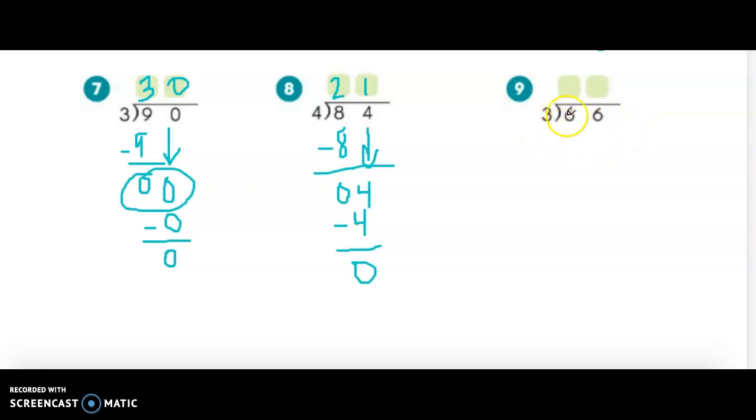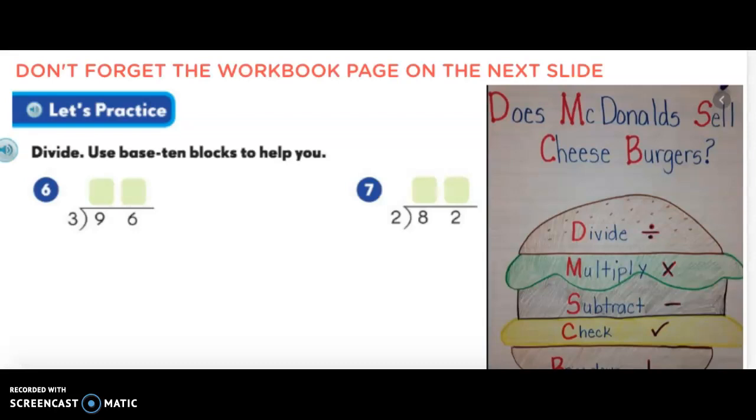66 divided by 3. So again, always starting in our tens. 6 divided by 3 is 2. Then we multiply. 2 times 3 is 6. Then we subtract. 6 minus 6 is 0. Check. We're good to go. Bring down the 6. And then start it all over. 6 divided by 3 is 2. Multiply 2 times 3 to get 6. And then subtract. Check. We're good to go, and our quotient is 22.